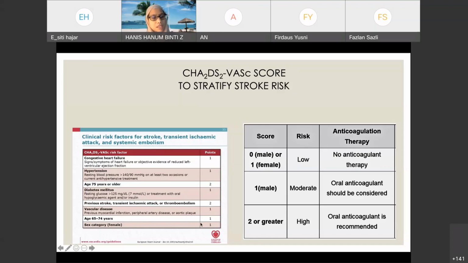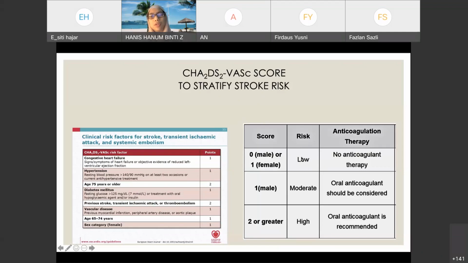And if the patient is female, you give a 1. So what you do is you calculate the score. When you see the patient for the first time, you need to calculate the score and what the score means. If the patient is male and they have a score of 0, that means they are at low risk of stroke. Or if they are female, tengok kat sini ya, female ni dapat 1 skor tapi dia tak ada problem lain, they are at low risk of stroke.